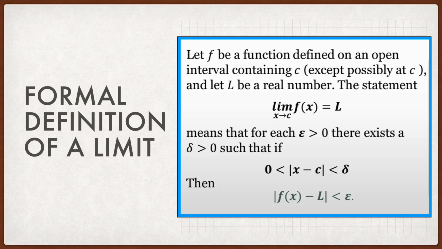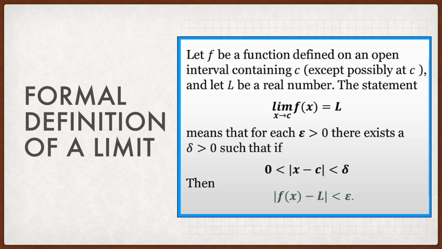Let f be a function defined on an open interval containing c, except possibly at c, and let L be a real number. The statement, the limit as x approaches c of f of x equals L, means that for each epsilon greater than 0, there exists a delta greater than 0, such that if the distance x is from c is less than delta, then the distance the function is from the limit is less than epsilon.